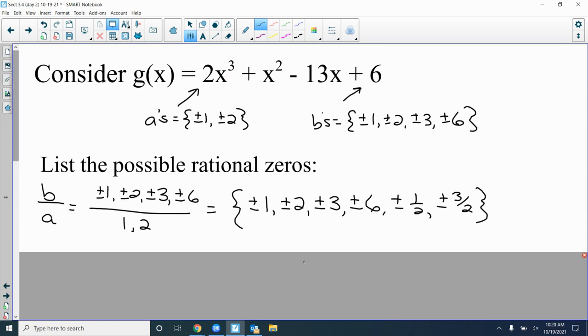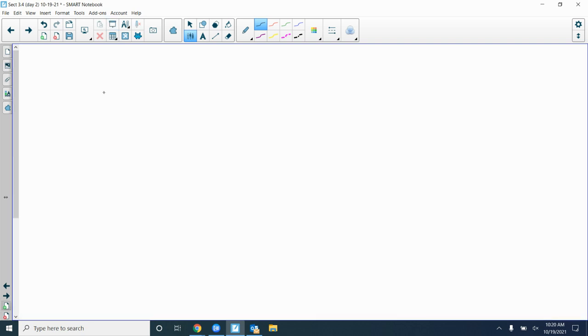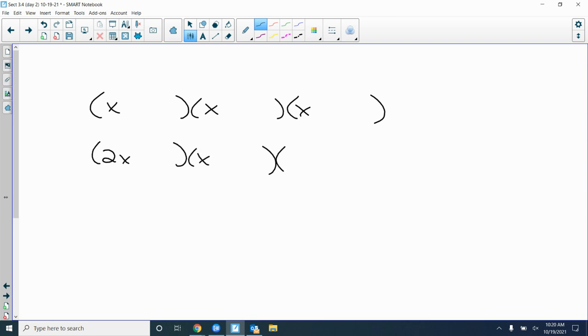since this is 2x cubed, if I have 3 roots, let me do something here. Can it look like this in factored form? X, X, X. No, because that's going to give me x cubed. Which one of those x's has to be? It's got to be a 2, right? So one of them is going to have to be a 2 in order to get that leading term to be 2x cubed.